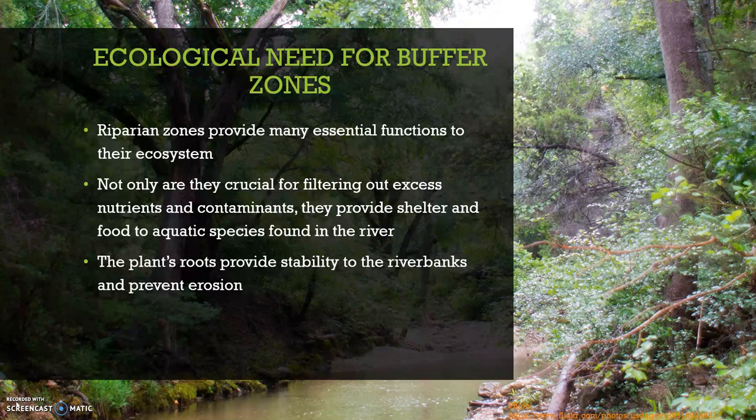As you can probably tell, there's a very clear ecological need for riparian buffer zones. As previously mentioned, they provide many essential functions to their ecosystems. Not only are they crucial for filtering out excess nutrients and contaminants, they provide shelter and a source of food for aquatic species found in the river. They also provide stability to the riverbank, which prevents erosion. This stability is due to the plant's roots along the edge of the rivers.